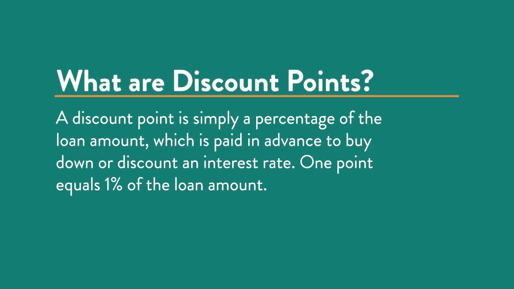A discount point is simply a percentage of the loan amount, which is paid in advance to buy down or discount an interest rate. 1 point equals 1% of the loan amount. But also remember that because the lender is getting interest or prepaid interest in advance, what that's really doing is increasing the yield to the lender.